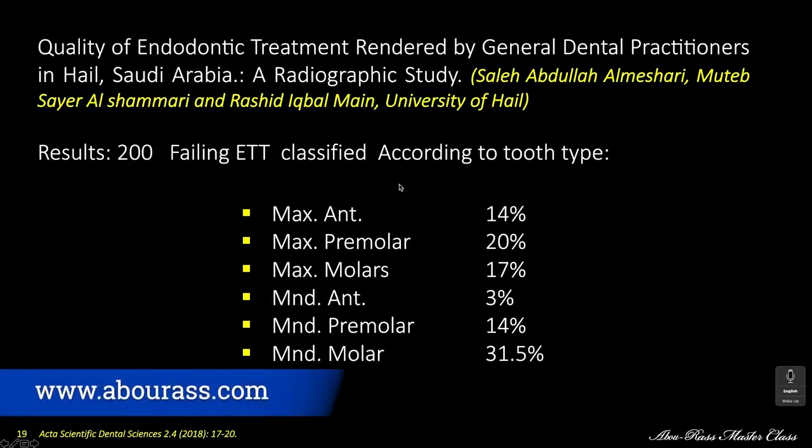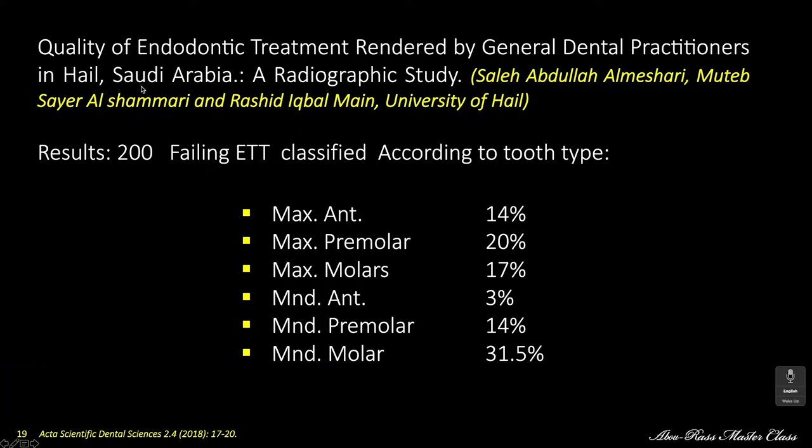This is another interesting study at the University of Ha'il. Here they evaluated the failure of endodontic treatment. 200 teeth, they found that, imagine this, the percentage of failure for maxillary anterior, which is supposed to be simple, straightforward, 14%. Premolars, 20%. Molars, 31%. Again, this is not acceptable. These patients came to these clinics. Perhaps these treatments were performed previously.